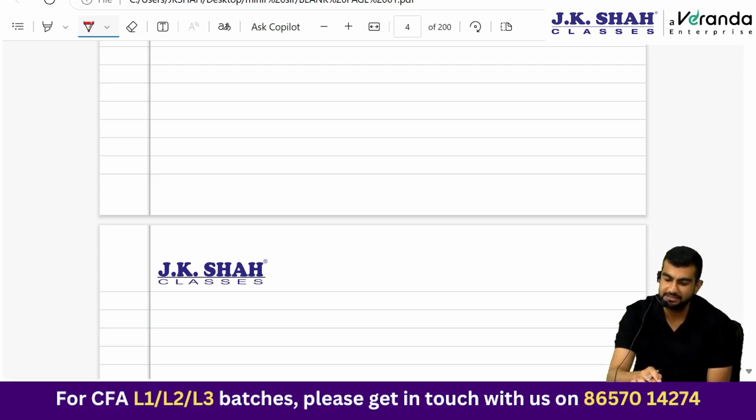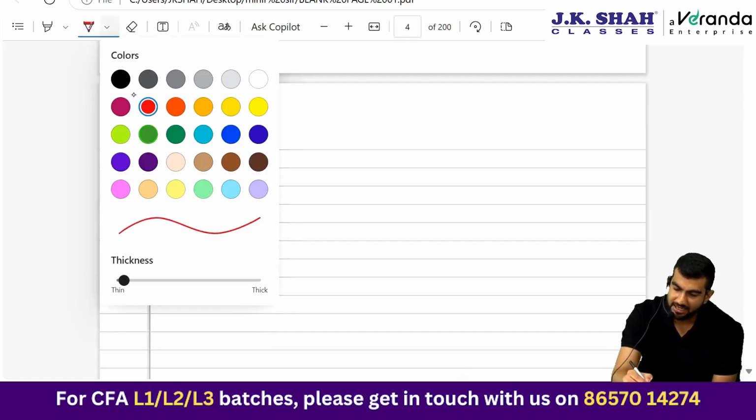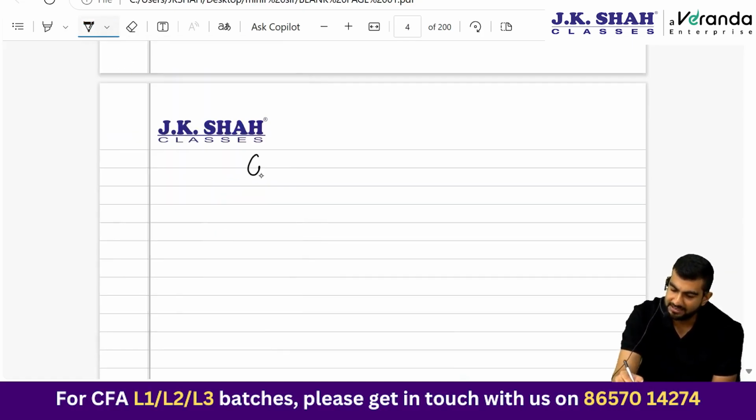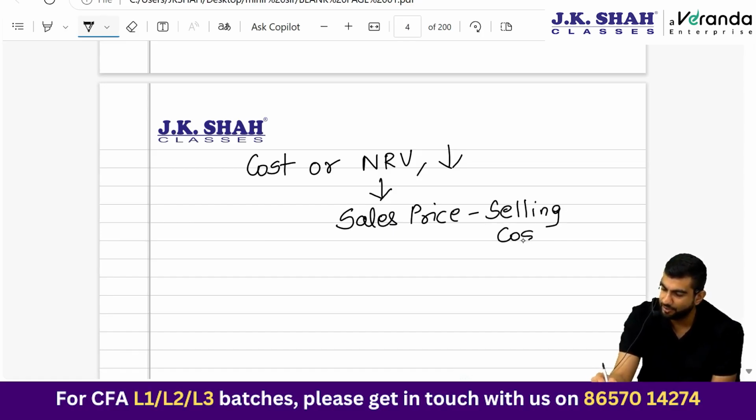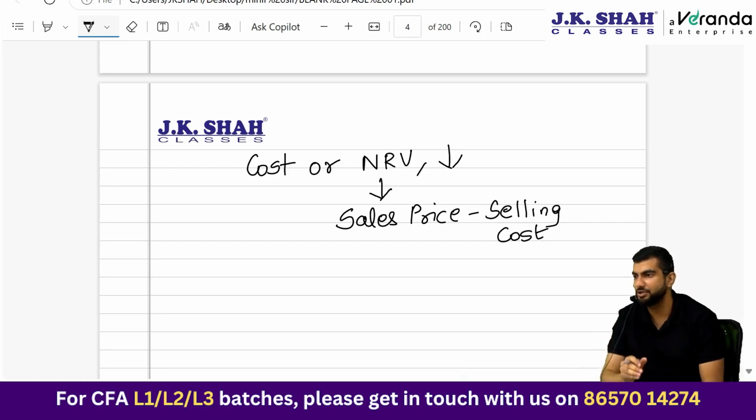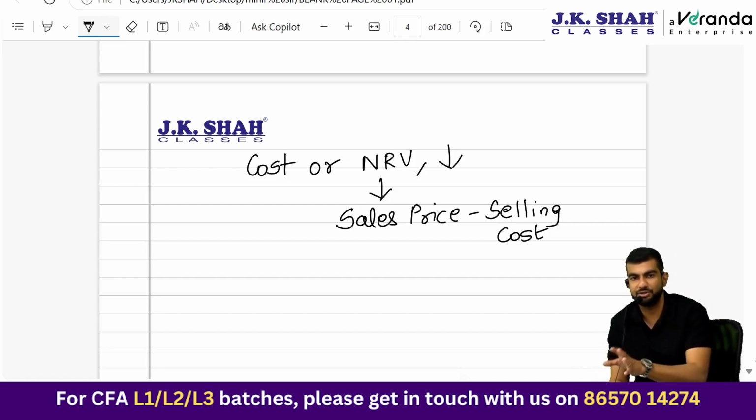If a company is following IFRS, the inventory has to be recorded on the balance sheet at cost or NRV, whichever is lower. NRV, net realizable value, is what? Sales price minus selling cost. Irrespective of the method that you use under IFRS, it has to be cost or NRV, whichever is less. Does IFRS allow LIFO? No, LIFO is banned under IFRS.